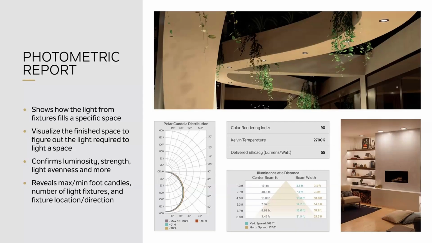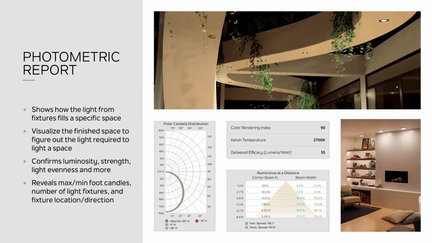It allows you to visualize the finished space so that the perfect amount of light is specified during the design process. This report basically confirms luminosity, strength, light evenness, and a lot more. In addition to all of that, the report also reveals the maximum and minimum foot candles, and we're going to talk about that a little later on, and the number of light fixtures and fixture locations and directions. So again, it has really good information that is very helpful to all of us.